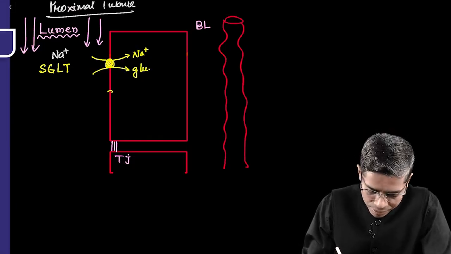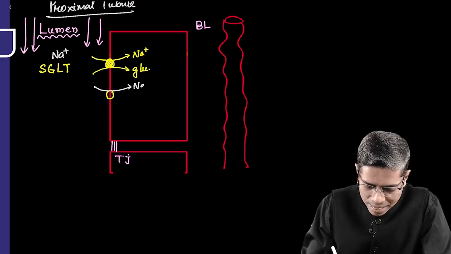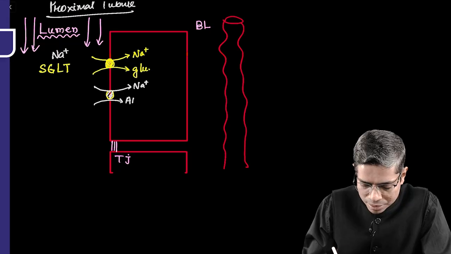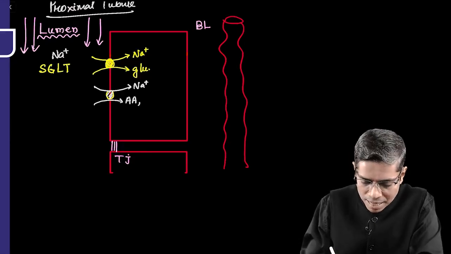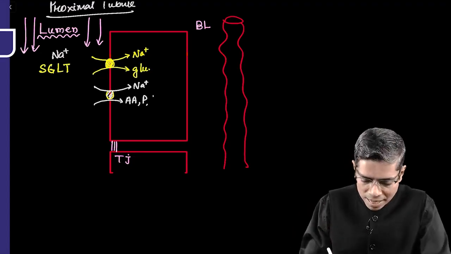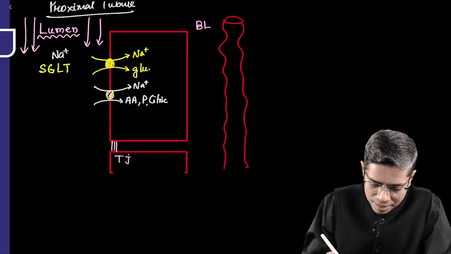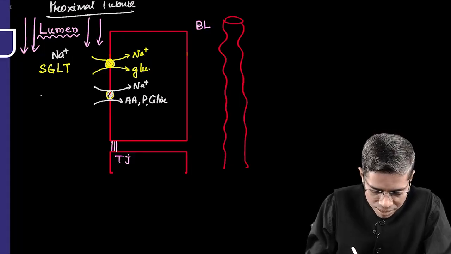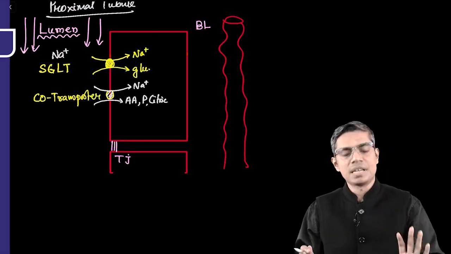Then second, this transporter is reabsorbing sodium along with various other substances, for example, sodium along with amino acid. So sodium amino acid co-transporter, or sodium along with phosphate. Okay, so sodium phosphate co-transporter, sodium along with citric acid, so sodium citric acid co-transporter. So I'm writing here that these are nothing but various other co-transporters that are also helping in sodium reabsorption.